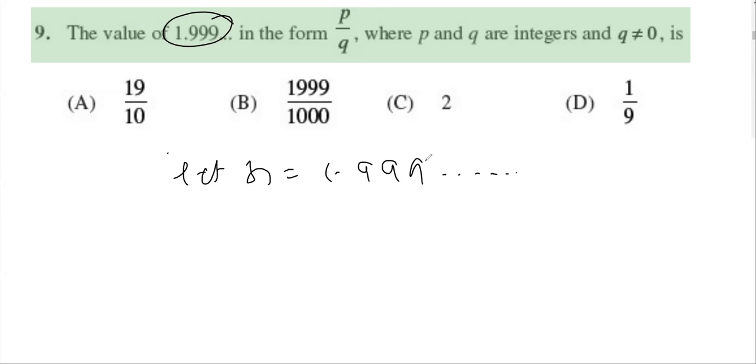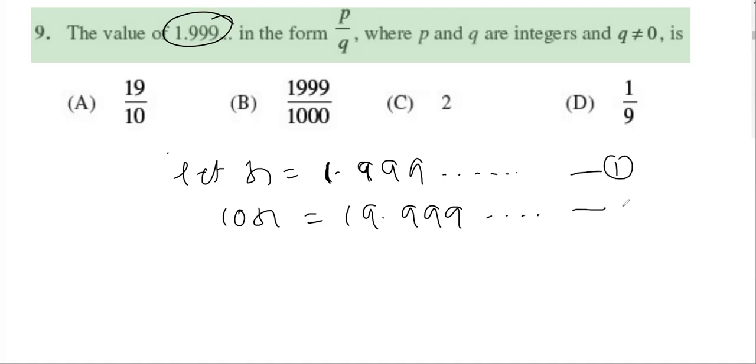Now, since you can see that only one digit is repeating, that is 9, in order to get the value, we'll be multiplying by 10 on both sides. So it is 10x. On multiplying by 10, on the right hand side, you know that the decimal will shift one place right. So it becomes 19.99. I can write any number of 9s. I choose to write 3 after the decimal in each case.